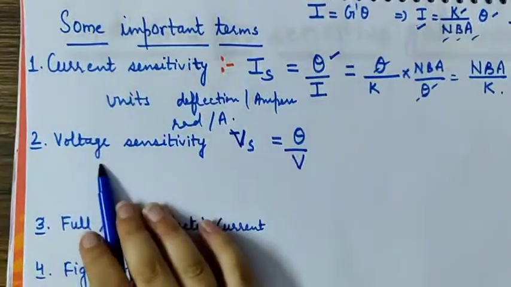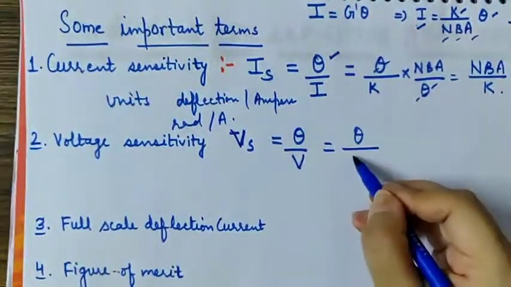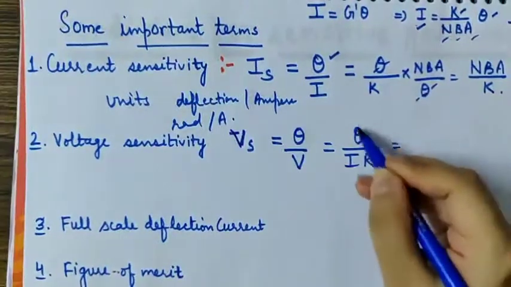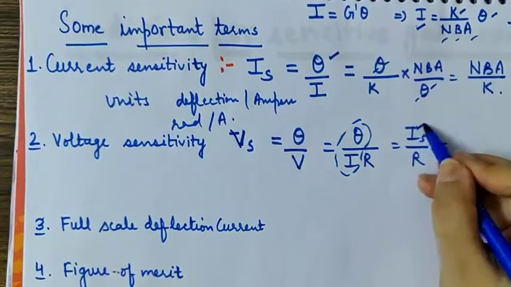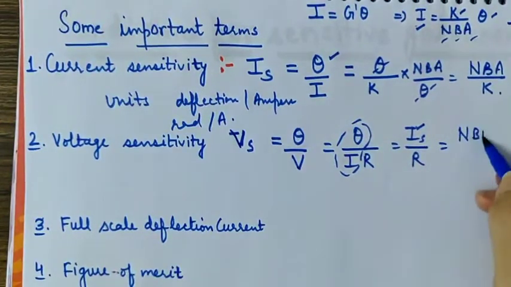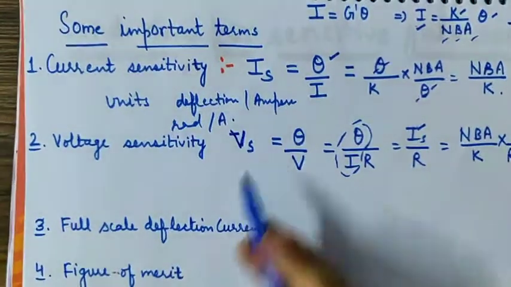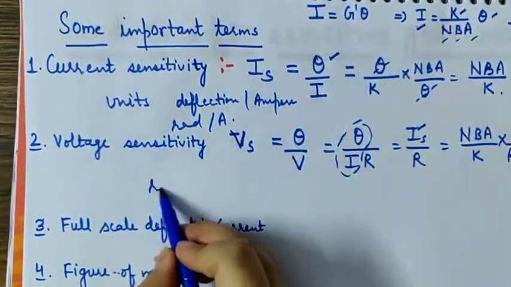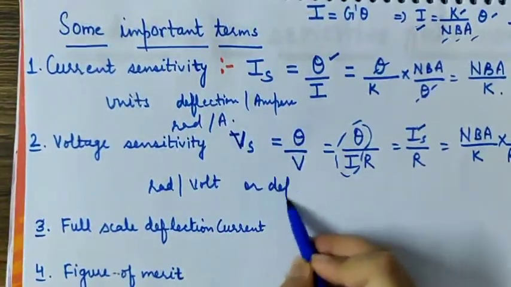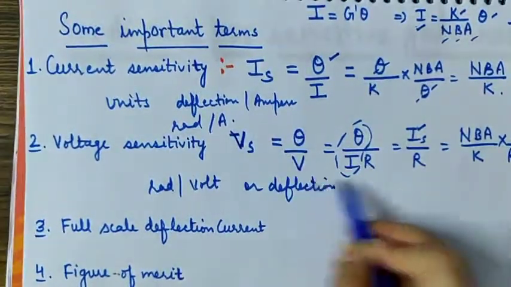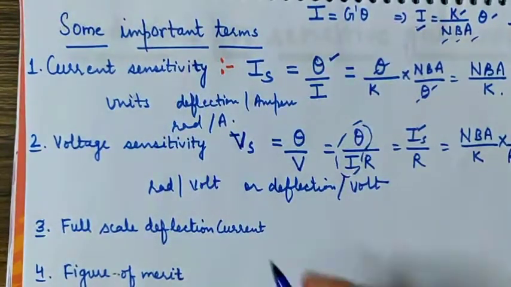These are the units. Now coming to voltage sensitivity, theta upon V, we know voltage is equal to IR. So theta upon I is IS by R, the value of IS being NBA by K, upon 1 by R. So voltage sensitivity has the units radian per volt or deflection per volt. So these are just simple definitions that we need to study.